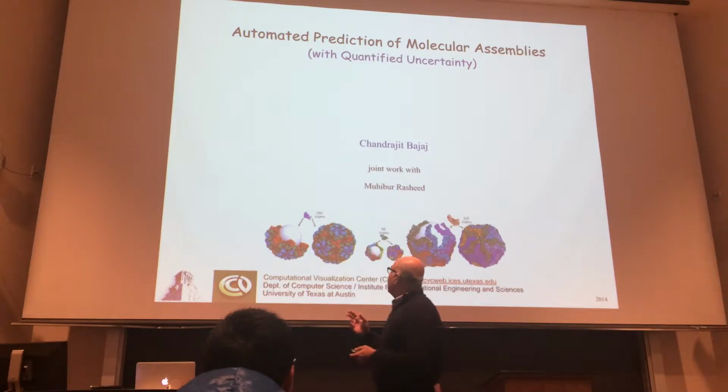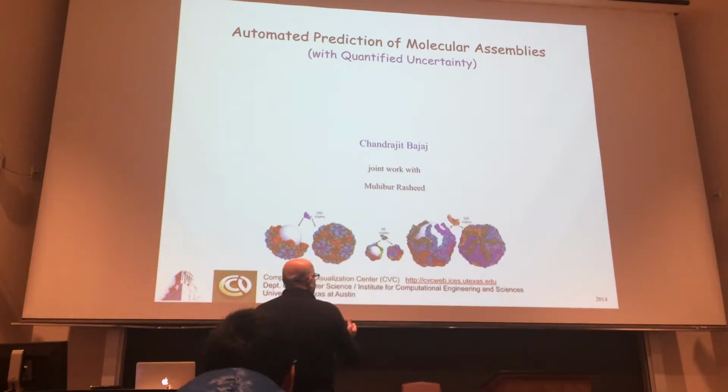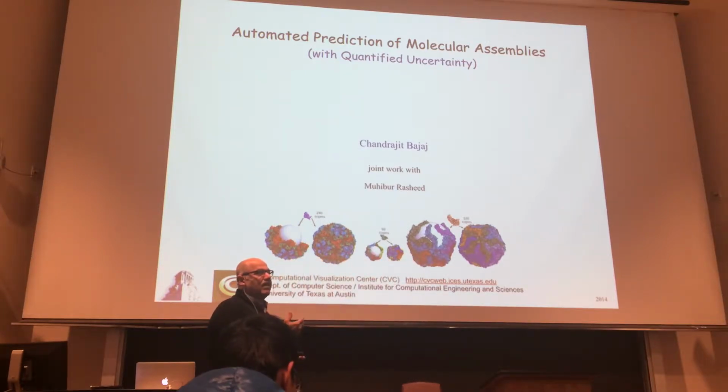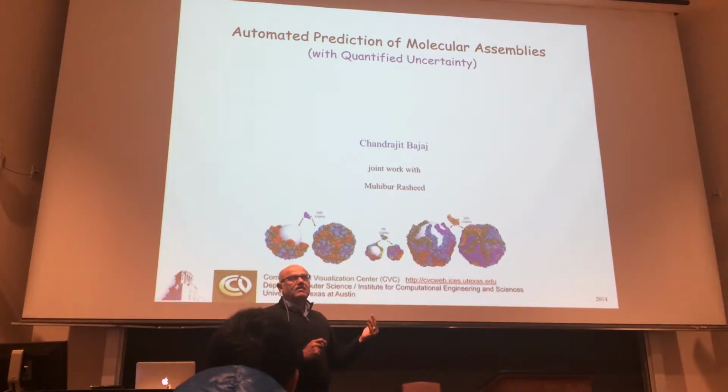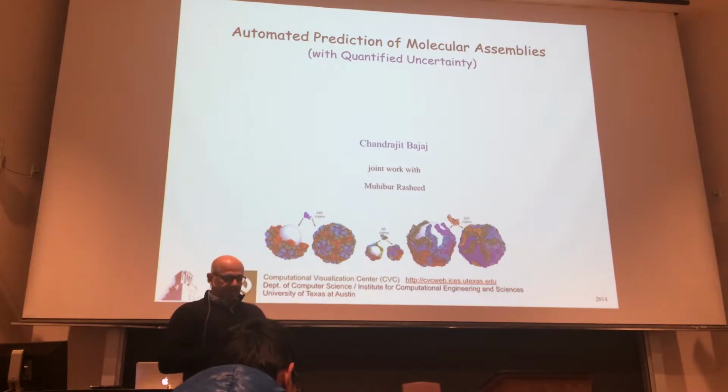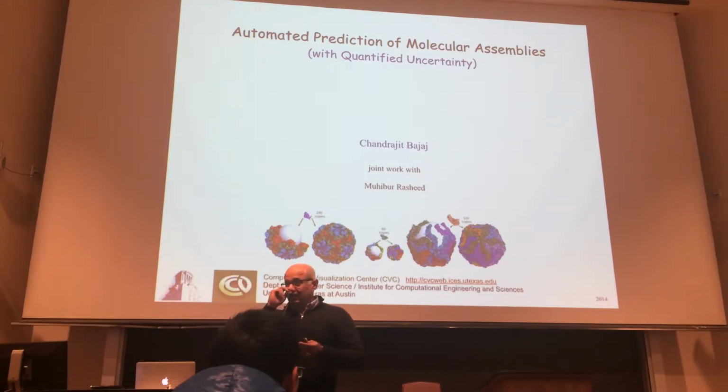So the problem is of predicting molecular assemblies, and a special case of molecular assemblies are these capsid shells which have spherical symmetry. For those who have perhaps recognized them, these are like virus capsid shells, and the genome of the virus is housed within them. This is joint work with my PhD student, Mohibur Rashid, who's finishing off in the next few months or so.